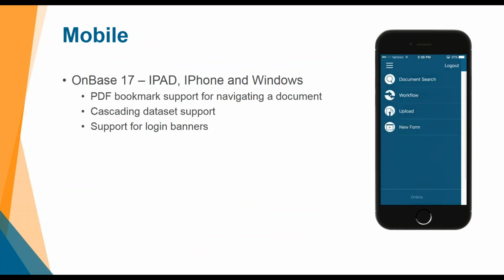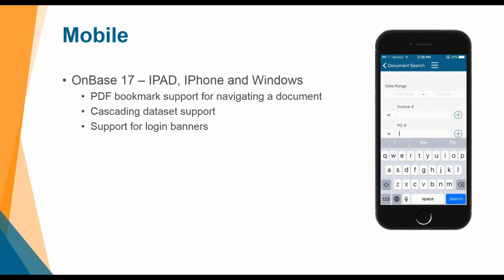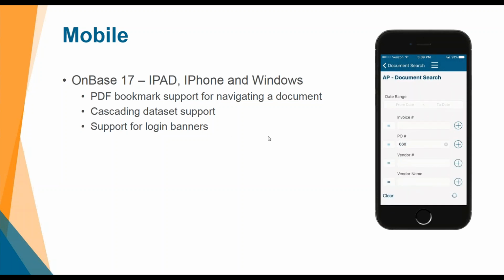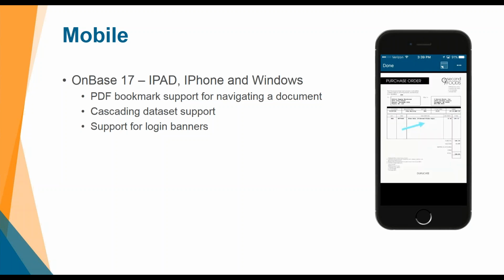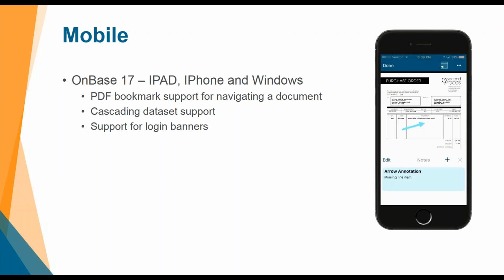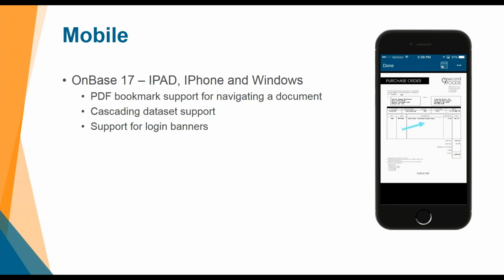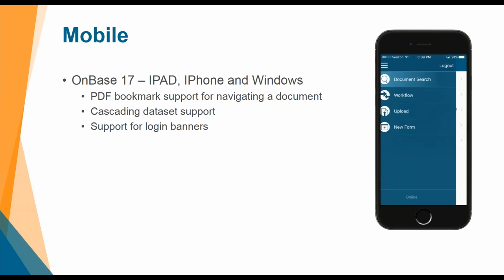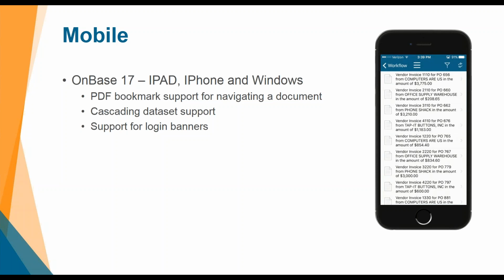In addition, OnBase Mobile got some lovely new enhancements for the iPad, iPhone, and Windows. On the right, you can see an example of what the iPhone looks like. The three major things that got added into mobile, which gives you access to custom queries, your workflow, and Unity forms, and you can also take documents offline, which is really nice if you're going to be remote, say flying. But now they have support for PDF bookmarks. So any of your large documents where you have bookmarks, to make navigating on a mobile device much easier, that has been added in OnBase 17.